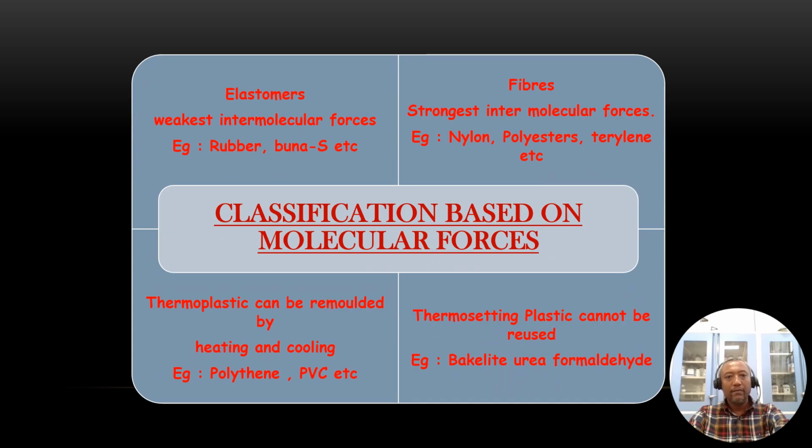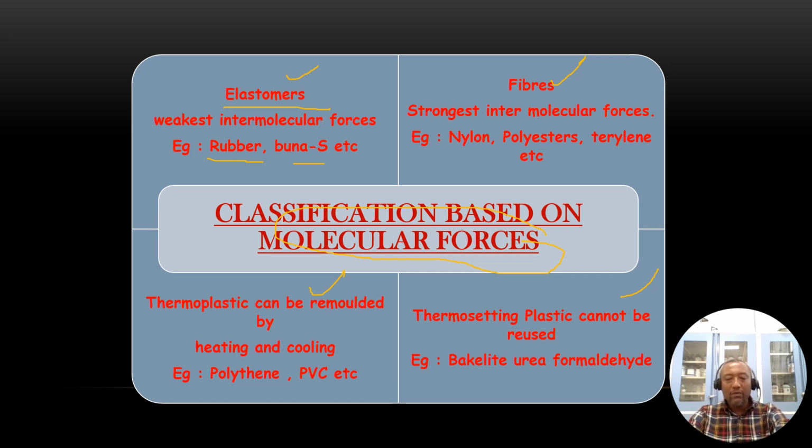Next, we have another classification parameter. What is that? Based on molecular forces. Based on these molecular forces, we can classify polymers into how many parts? Four parts. One, two, the third type, and the fourth type. Let's see their differences. The first one is the elastomer. Elastomers are those polymers with the weakest intermolecular forces. A best example is rubber.